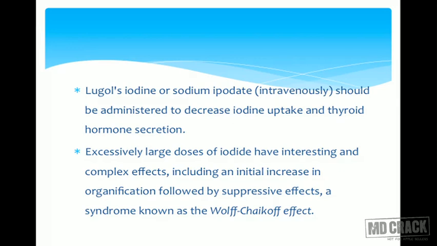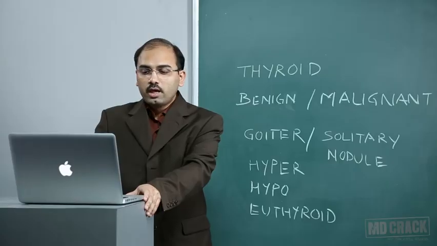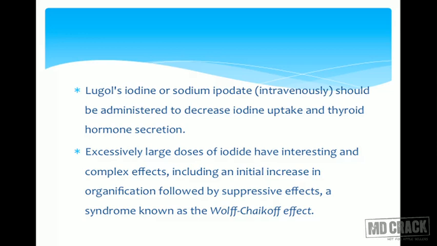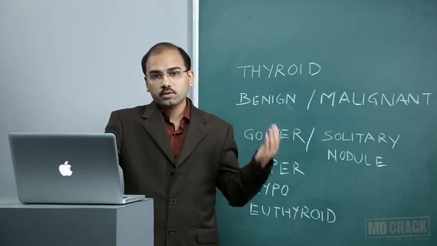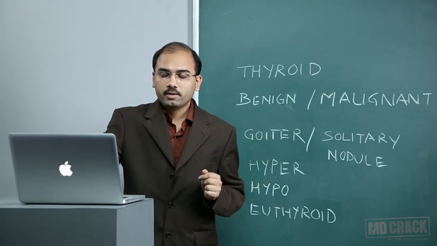Lugol's iodine or sodium iodate should be given. Sodium iodate can be given intravenously and Lugol's iodine is given orally. It should be administered to decrease iodine uptake and thyroid hormone secretion. Excessively large doses of iodide have an interesting and complex effect, including an initial increase in organification followed by suppressive effects, which is known as the Wolff-Chaikoff effect. This is very important. You may be asked: the Wolff-Chaikoff effect is seen after giving excessive iodine, and it initially comprises an increase in organification and afterward suppression. This is called the Wolff-Chaikoff effect.